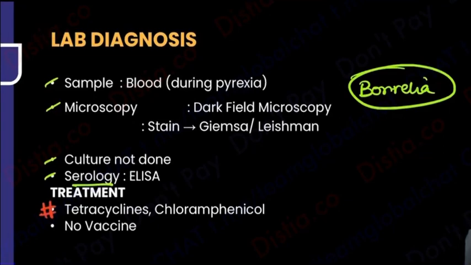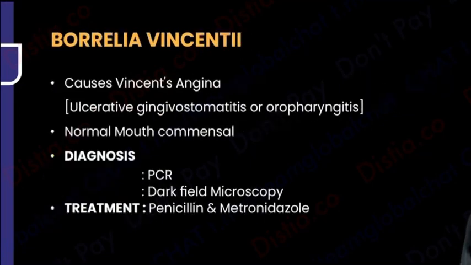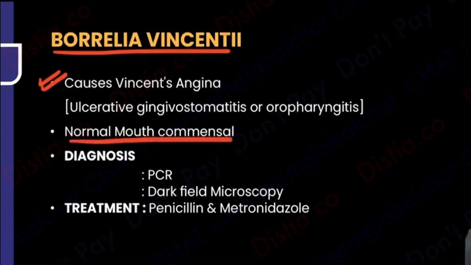What are we left with? Borrelia vincentii. What is it going to cause? Of course, it is going to cause Vincent's angina, and this is also something which is normally present in the mouth. So whatever it causes is in the mouth only. It is an ulcerogingivostomatitis. That's a kind of tongue twister. So something in the mouth, because it is normally also present in the mouth. The same microscopy, dark field microscope, the same PCR, the same ELISA, everything goes the same, nothing new. Treatment is going to be penicillin and metronidazole.